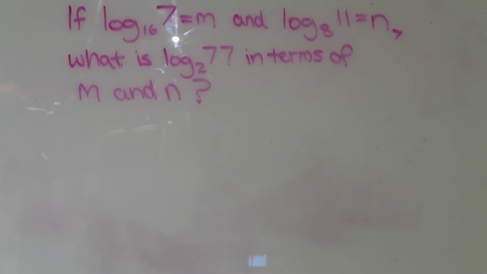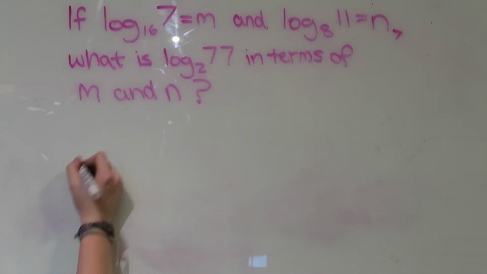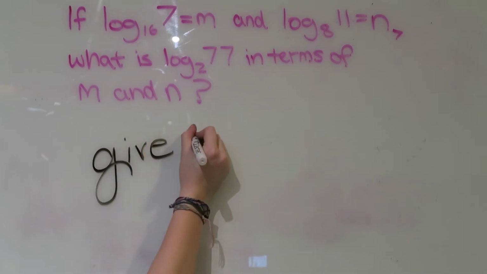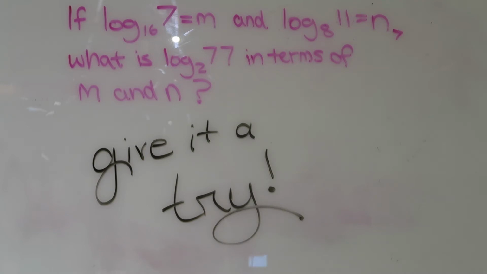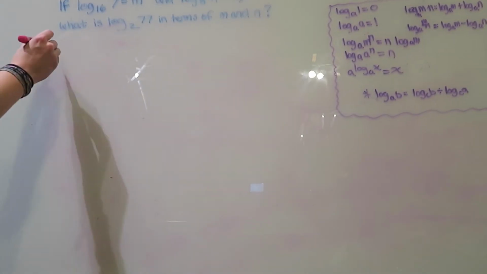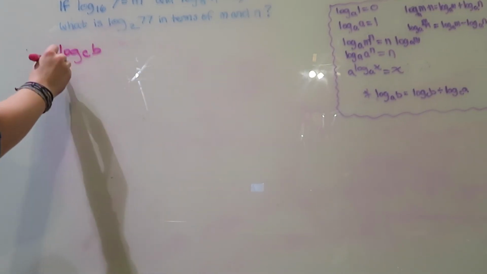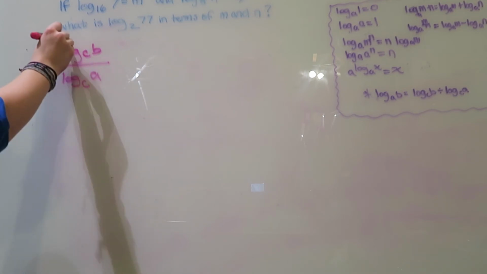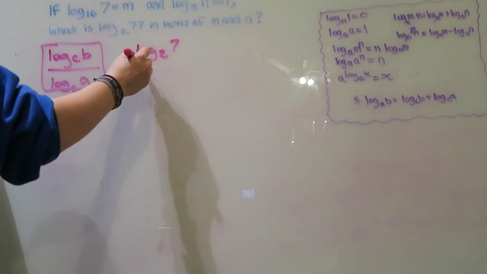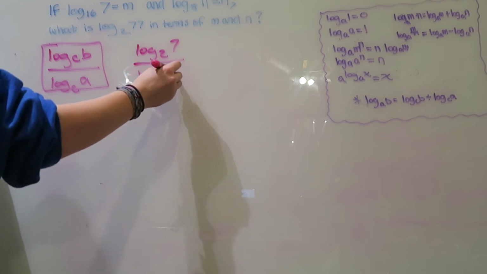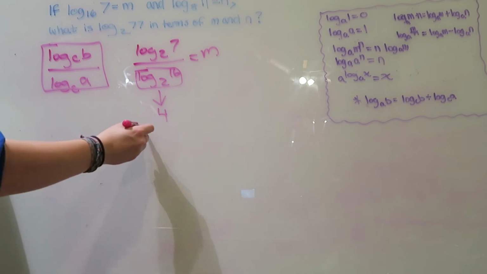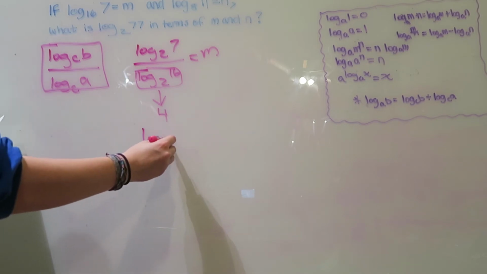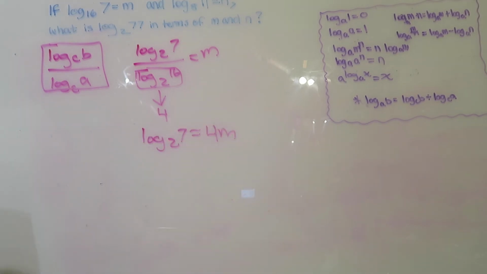Now give this question a try. If log base 16 of 7 equals m and log base 8 of 11 equals n, what is log base 2 of 77 in terms of m and n? We're going to need to change each of the logs into log base 2, so let's recall the equation for changing the base. First, let's start with log base 16 of 7. This changes into log base 2 of 7 divided by log base 2 of 16, which is the same thing as 4. By multiplying both sides by 4, we get log base 2 of 7 equals 4m.